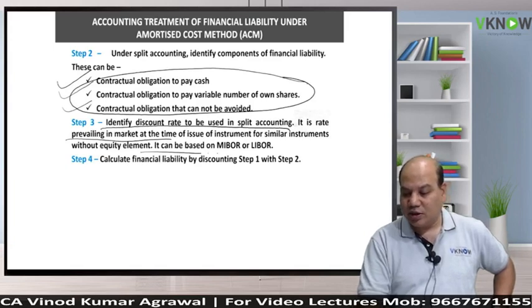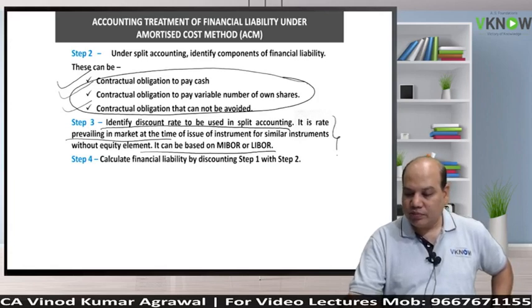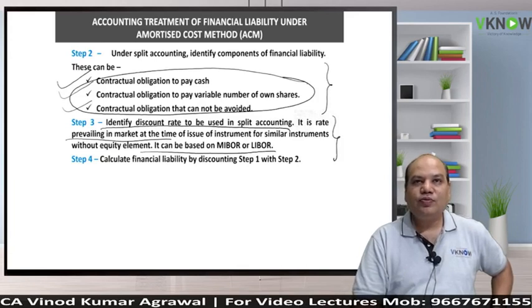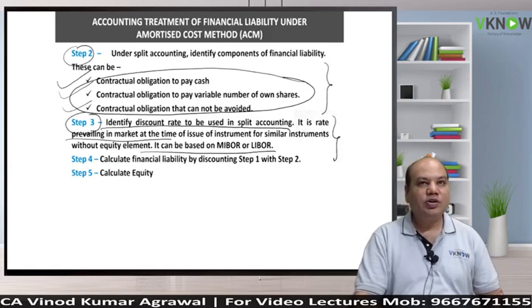It can be based on MIBOR or LIBOR also. Sir, what is MIBOR? Mumbai Interbank Offer Rate. What is LIBOR? London Interbank Offer Rate. So use this discount rate and use this contractual obligation to find out the present value of the liability. So discount step 1, step 2 by step 3. That is called financial liability.